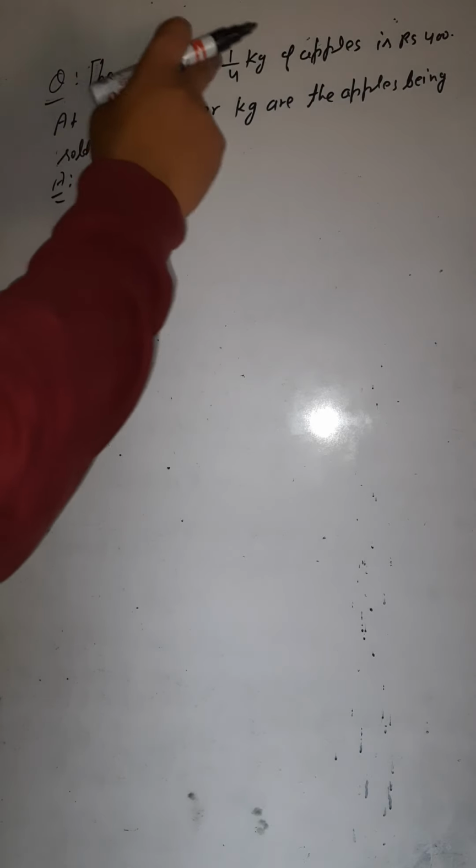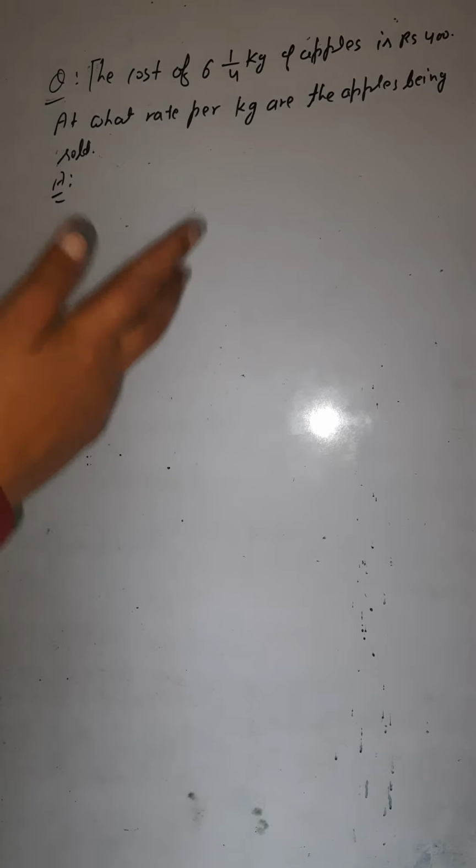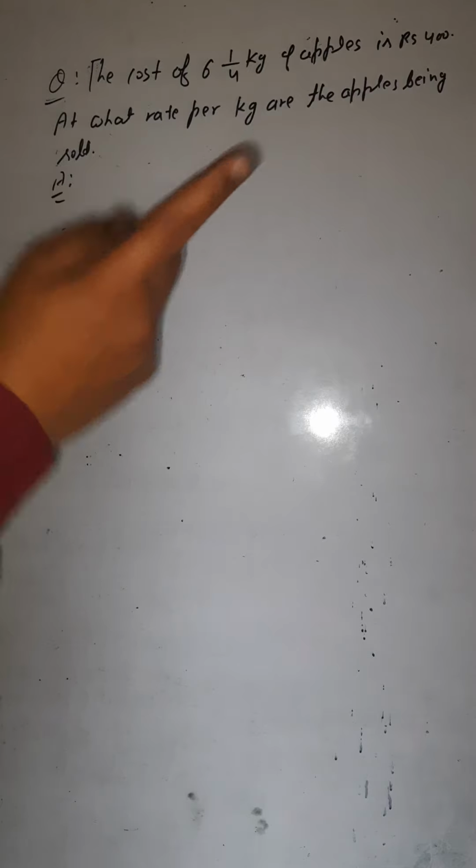Means you have to find out the cost of 1 kg apples. So how would you find out? If you have been given the cost of more, you are to find out the cost of 1. So what would you do? You would divide. Always remember this. If you have been given for 1, you have to find out for more than 1. So at that time you would multiply. Remember this. But if you have been given for more and you are to find out for 1, you would divide in this case. Okay.